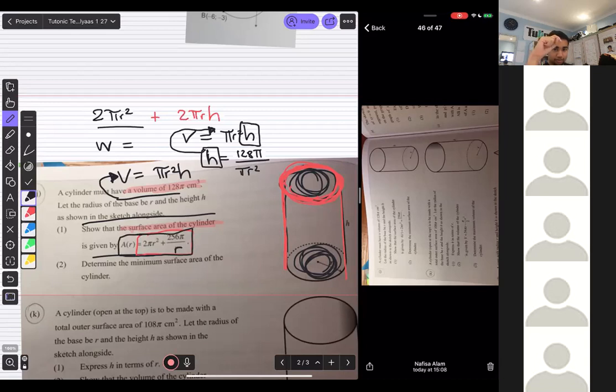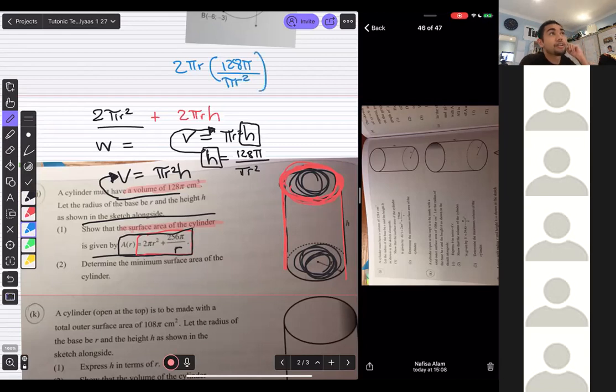Okay, I don't get it. So they subbed in h, okay, I skipped a couple of steps, sorry. They subbed in h into here, so it's 2 pi r h, but we said h is what? It's 128 pi over pi r squared, right?